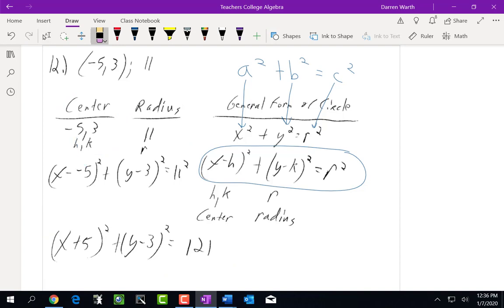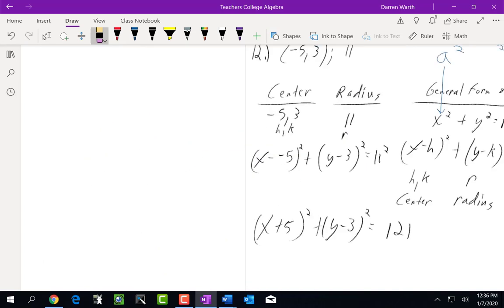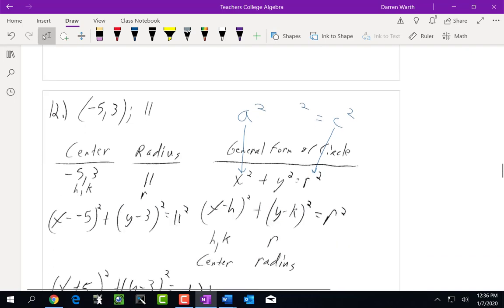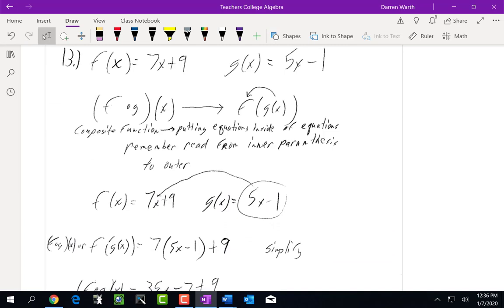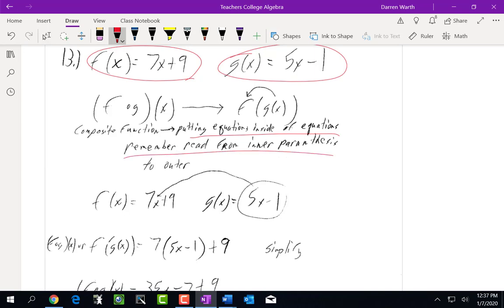On this next problem, number 13, we want to find a composite. So remember, composites is where we're putting equations inside of equations. There are two equations that the book gives us: f of x equals 7x plus 9, and g of x equals 5x minus 1. Remember, read from inner parentheses to the outer. So if you remember from last year, you can rewrite this as f of g of x. In other words, I'm going to put the g of x equation into my f equation.